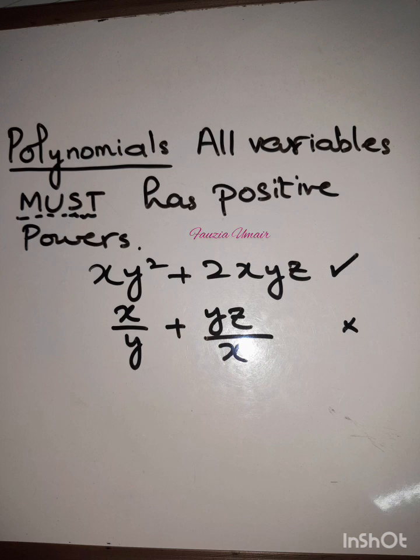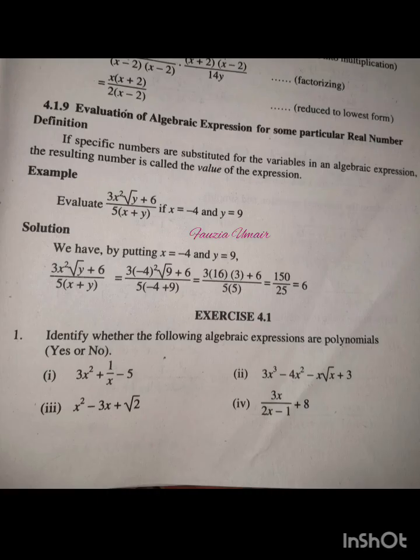So let's talk about polynomials. Polynomials are variables that have positive powers only. If the variable has a negative power, that will not be considered a polynomial. In the first example you can see x has power 1, y has power 2, and in 2x, y, z all the powers are 1. But in the second example, the y and x in the denominator have negative power, because when they come to the numerator they will have a negative power, so that is not a polynomial.